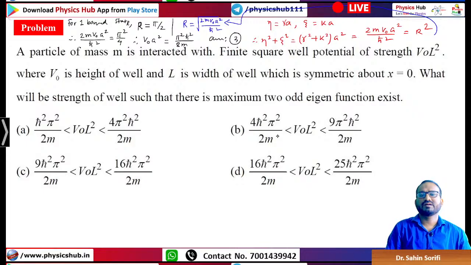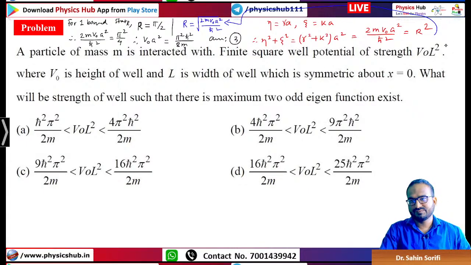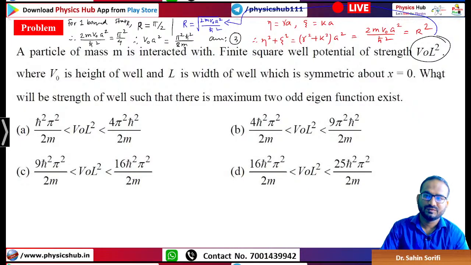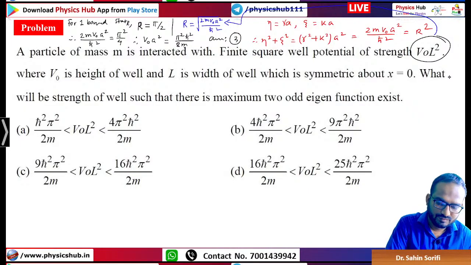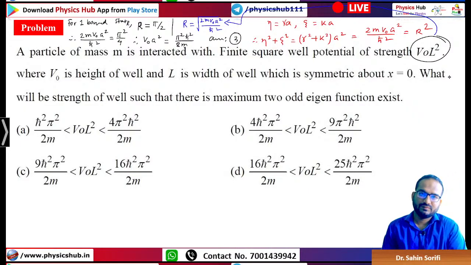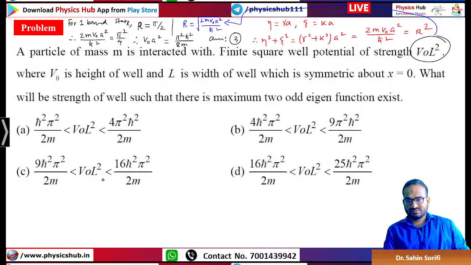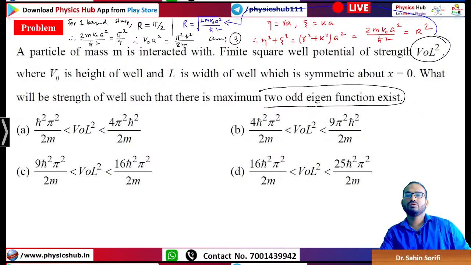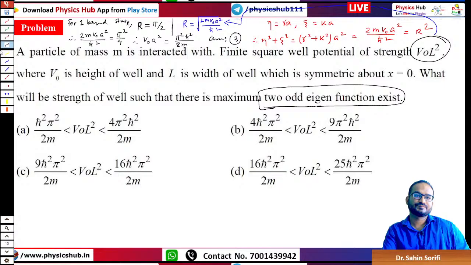Similar problem. A particle of mass m interacts with a finite square potential of strength v naught L square, where v naught is the height of the well, L is the width of the well, which is symmetric about x equals 0. What will be the strength of the well such that there are maximum 2 odd eigenfunctions?